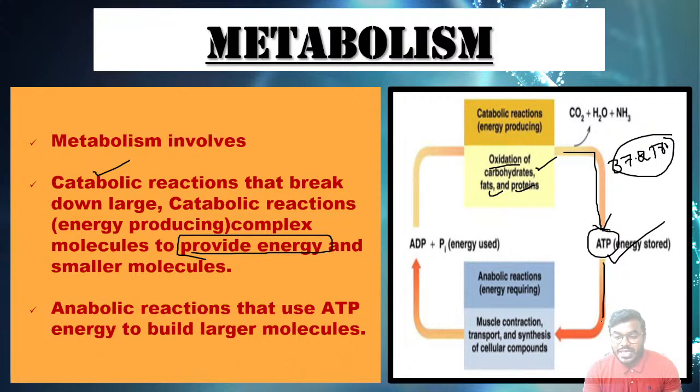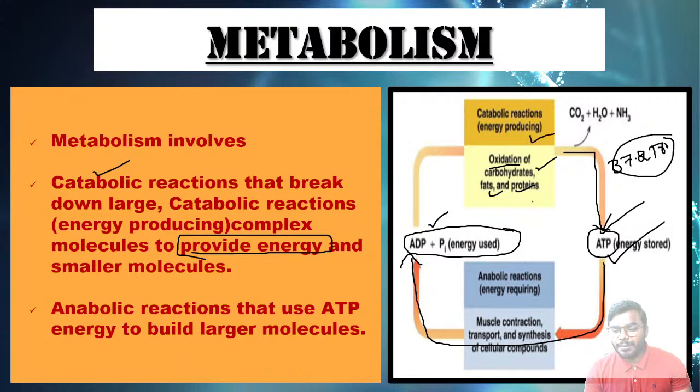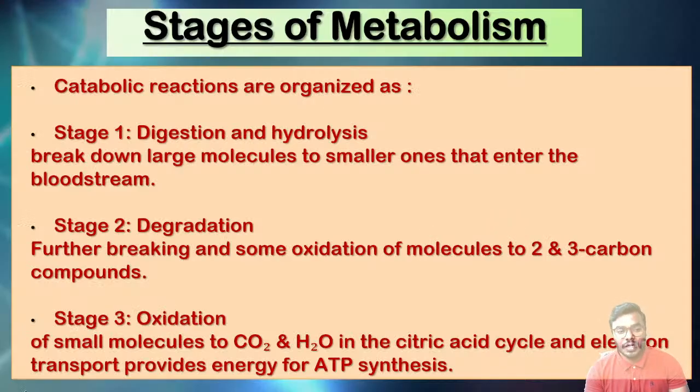So in anabolism, we are utilizing the energy. Don't confuse, friends. Where do we produce the energy? We produce the energy in catabolism. And where are we using that energy? We are using that particular energy in anabolism. So catabolism and anabolism together we call, friends, metabolism.